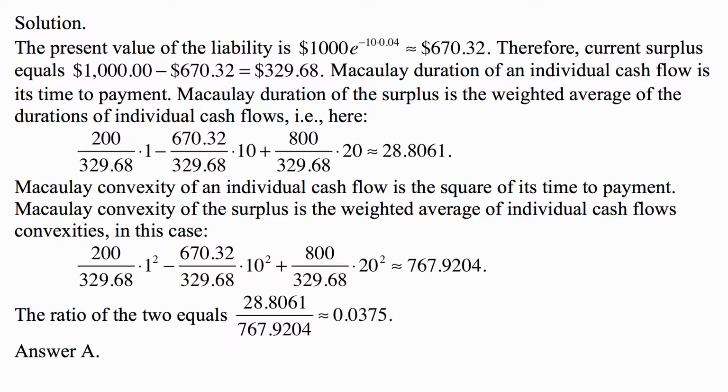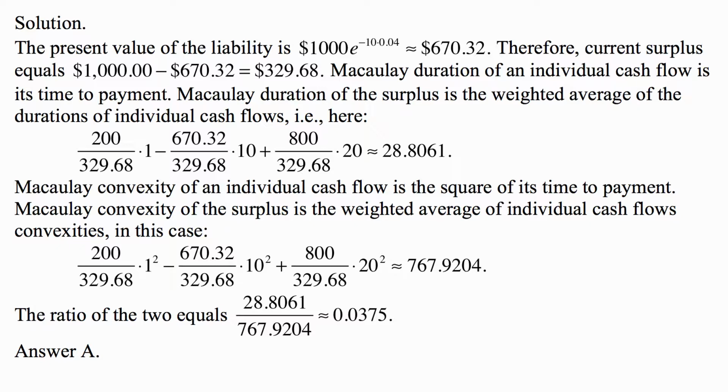And here's the solution. The present value of the liability is $1,000 discounted over 10 years at continuously compounded interest rate of 4%, or force of interest of 4%. It's approximately 670.32. And the assets are worth 1,000, so the current surplus is the difference of the two, which is 329.68.